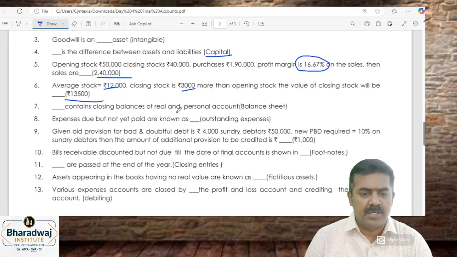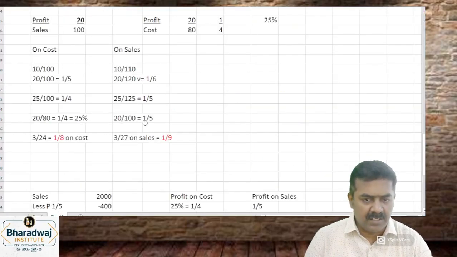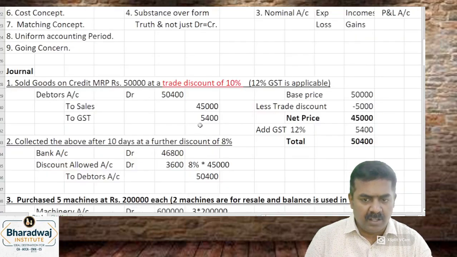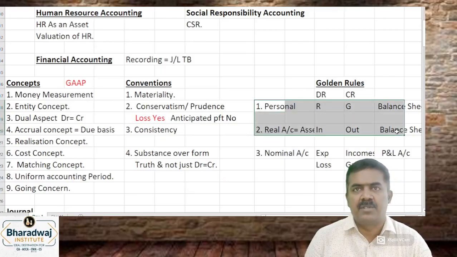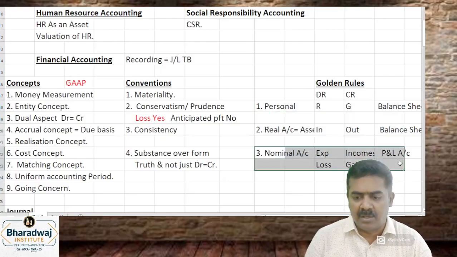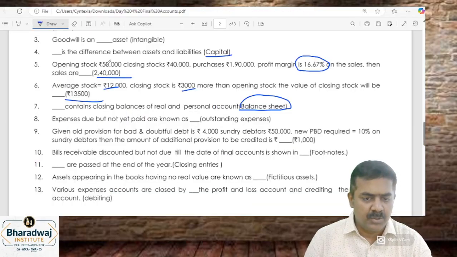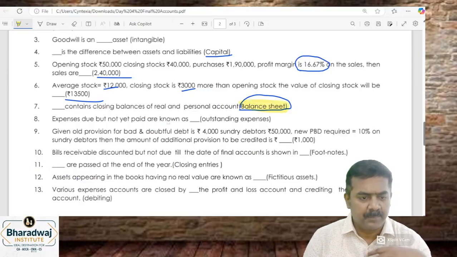The balance sheet contains the closing balances of real and personal accounts. This I also told you in the last class itself. Nominal accounts are not there. Personal accounts and real accounts are recorded in the balance sheet. Nominal accounts are recorded in the P&L account. Don't forget that. So in the balance sheet, only personal and real accounts will come.